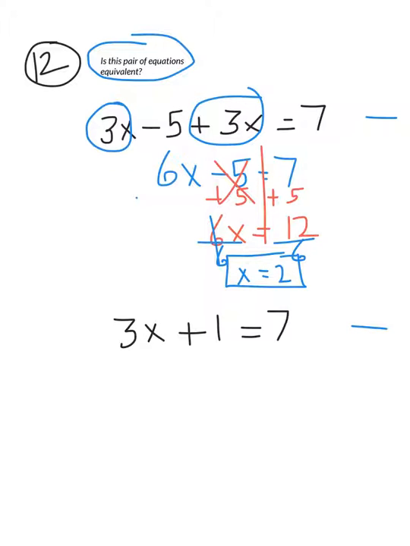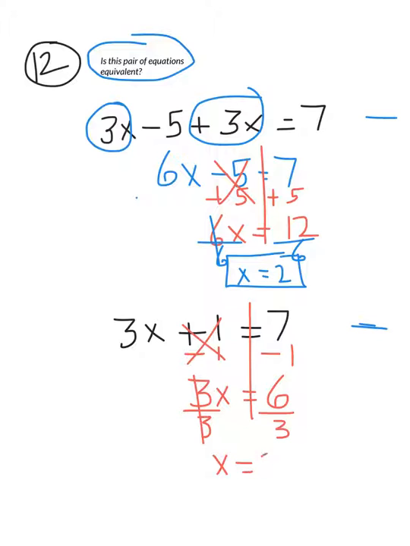So now I got to figure out if this equation's variable equals 2. So there's that. Minus 1, minus 1. 3x equals 6. Divide by 3. Divide by 3. X equals 2. So that seems to work for that problem.